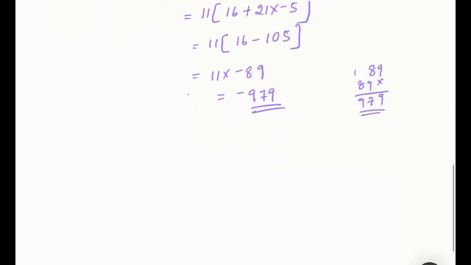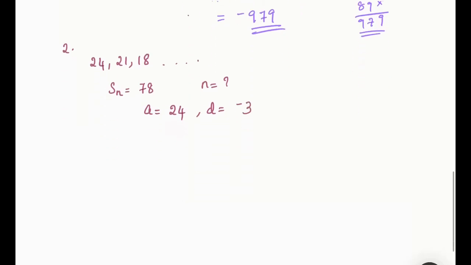Now let me do the second question. What is given in the second question? How many terms of an AP, the AP here is 24, 21, 18, must be taken in order to get the sum as 78? So it's given Sn is 78. What is the n we need to find out? From this AP you get A is equal to 24 and D is equal to 21 minus 24, which is minus 3. Let us substitute and see how to find n.